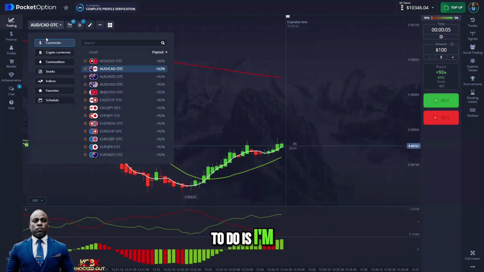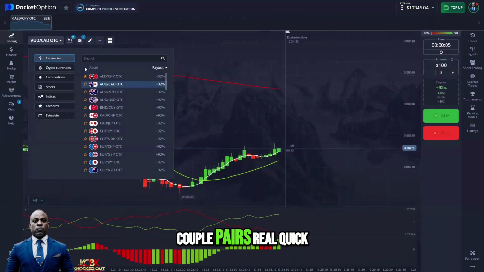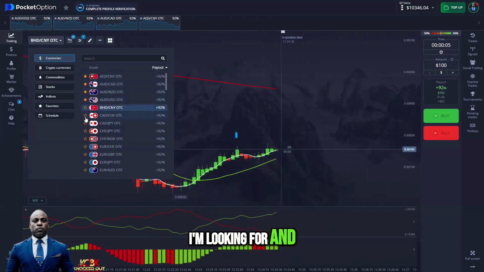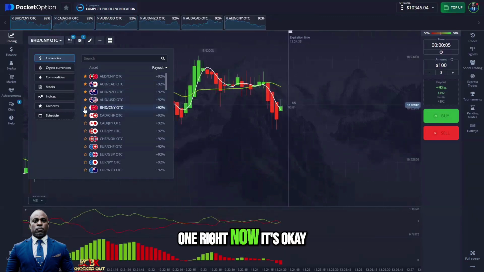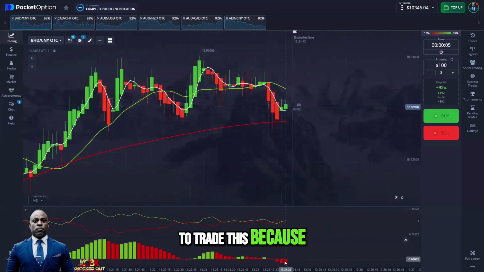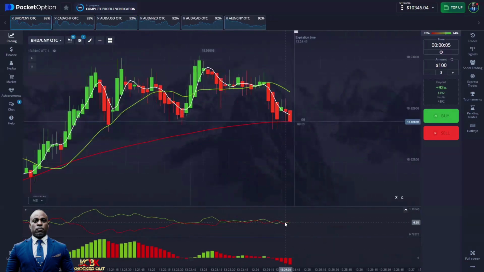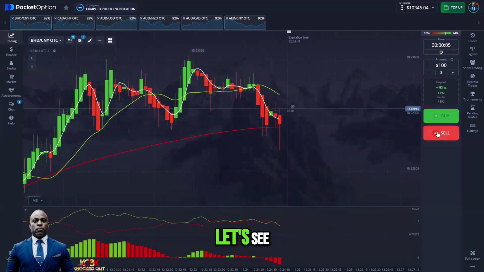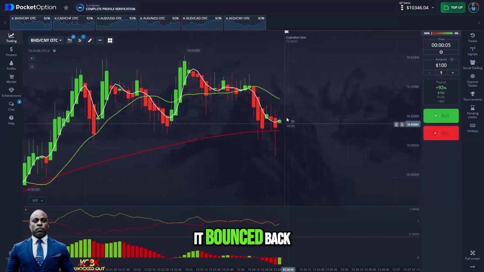Now, I'm going to go ahead and cycle through a couple of pairs real quick so I can show you guys exactly what I'm looking for. And if I don't find one right now, it's okay. So let's see here. I'm not going to trade this because this is red. Uh-oh, we're switching. Boom. I'm going to take this trade. Let's wait. It bounced back.